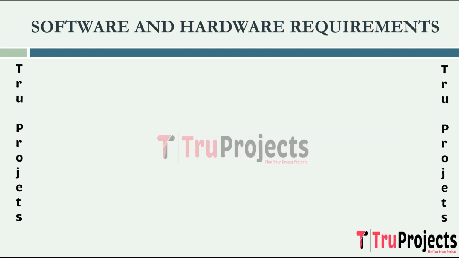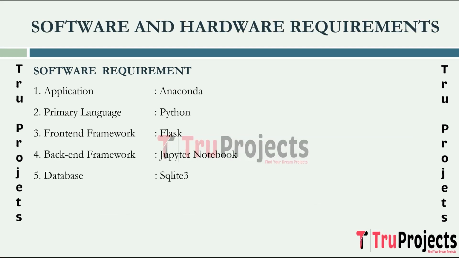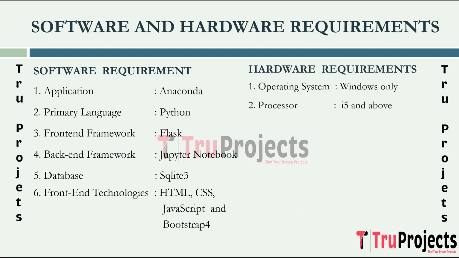To implement this project, we need software and hardware requirements. Coming to software requirements, we need application of Anaconda, primary language of Python, front-end framework of Flask, back-end framework of Jupyter Notebook, database of SQLite 3, front-end technologies of HTML, CSS, JavaScript, and Bootstrap 4. And the hardware requirements are operating system of Windows, processor of i5 and above, RAM of 8 GB and above, and hard disk of 25 GB and above.